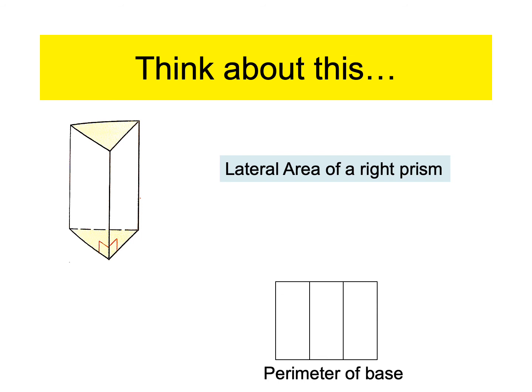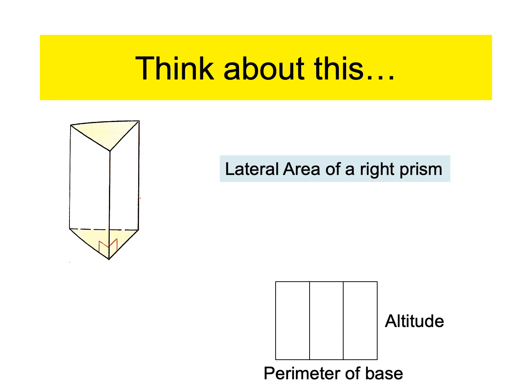Can you see that? Now, remember, in right prisms, the sides are always rectangles. Okay? So the area of any rectangle is measured by length times width. Well, the length in this case is the perimeter. So what would be the width? Well, the width would be the altitude. So I can tell you what the lateral area is of any right prism. It would be the perimeter of one of the bases multiplied by its altitude.